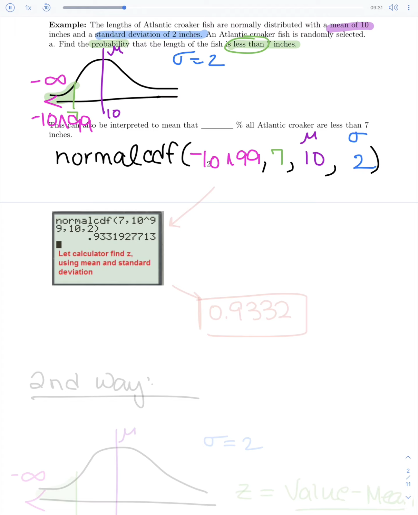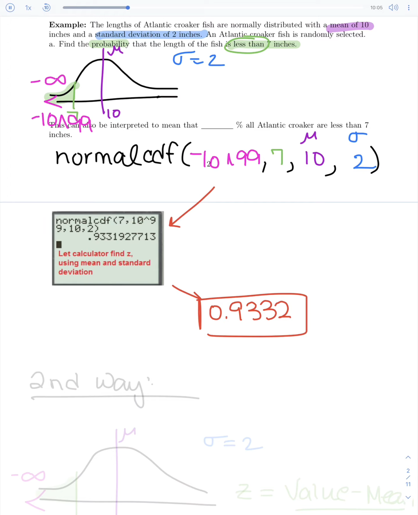So if we plug it into our calculator, let's see what we end up with. Notice, using our calculator, if we plug our normal CDF in, again, remember to get to your normal CDF, you press your second key, then your vars or distribution key, and you arrow down. It tells us that our probability or area is 0.9332.